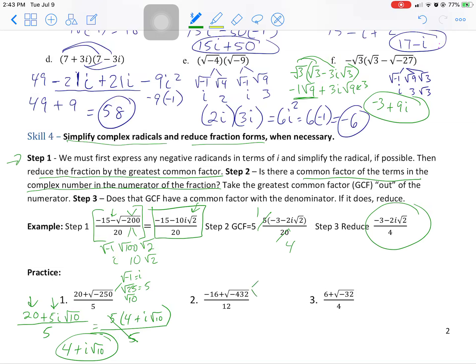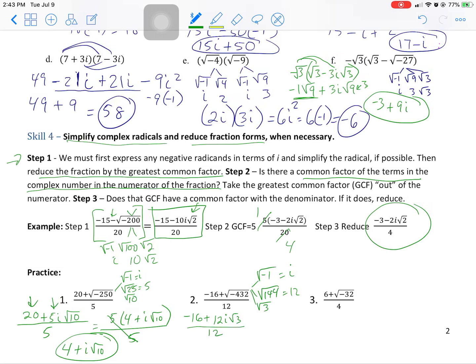Woo, 432. It's negative. Going to take out the negative 1. 432, big number. 11 squared is 121. 12 squared is 144, which is even. Let me try that one. 144 into 432 goes 3 times. All right, so that's i. That's 12. And we're going to keep the square root of 3. So negative 16 plus 12i times the square root of 3.